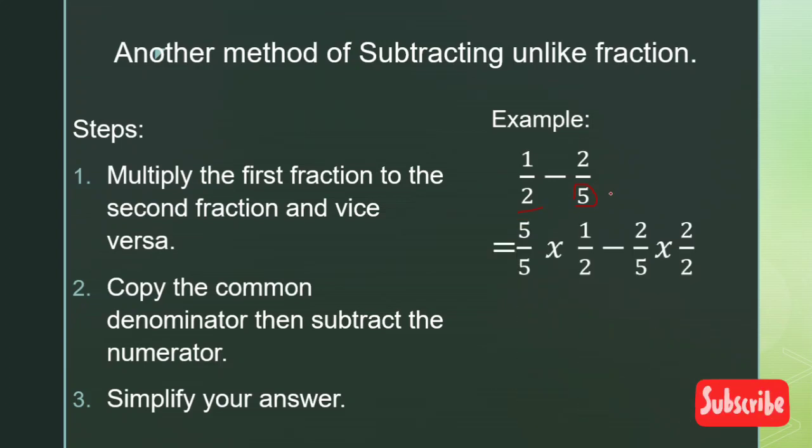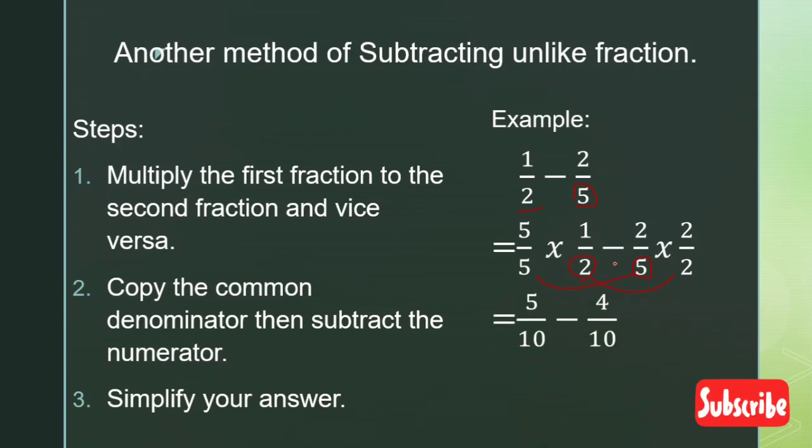So, ano mangyayari? Okay, so ito yung given number. So, here we go. Yung denominator na 5, ayun siya. And yung denominator natin na 2 sa first fraction, ayun naman po siya. So, again, PEMDAS rule, mauna ang multiplication. So, 5 times 1 is 5. 5 times 2 is 10. Next, 2 times 2 is 4, and 5 times 2 is 10.